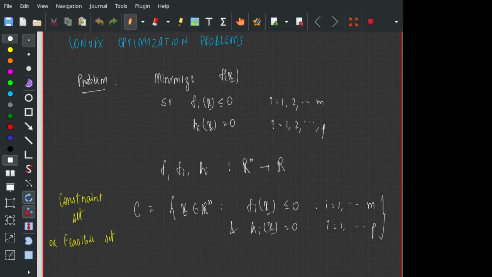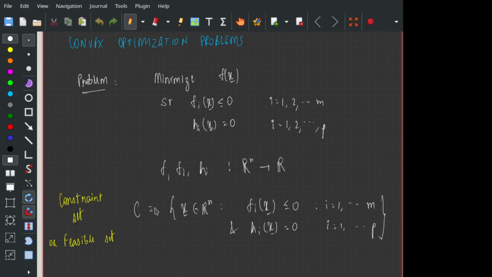So in the previous class, we were looking at convex optimization problems. I introduced some basic definitions, and how we formulate a general optimization problem. We say that it is in standard form if you have to minimize some function f of x subject to a bunch of inequality and equality constraints. And these constraints define what I call a constraint set or a feasible set.